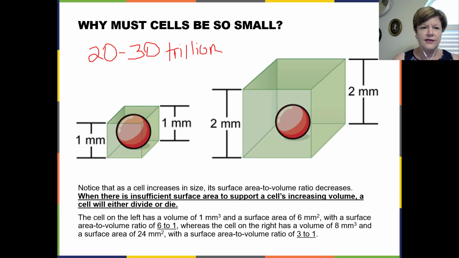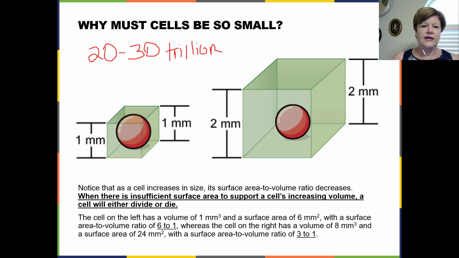But it turns out that there's a rule, of course. There's always a rule. And the rule for why cells have to be the small size that they are is that there must be enough surface area to provide enough points of entry for the oxygen and for the nutrients. And there must be enough surface area to provide points of exit for the wastes.